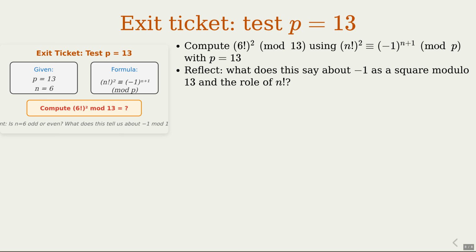Wilson's theorem keeps giving, from primality tests to square roots of negative 1, so keep exploring these classical identities and their hidden twins.